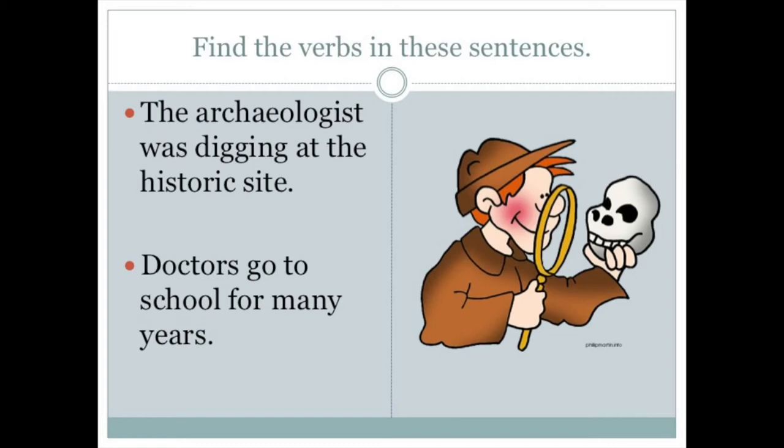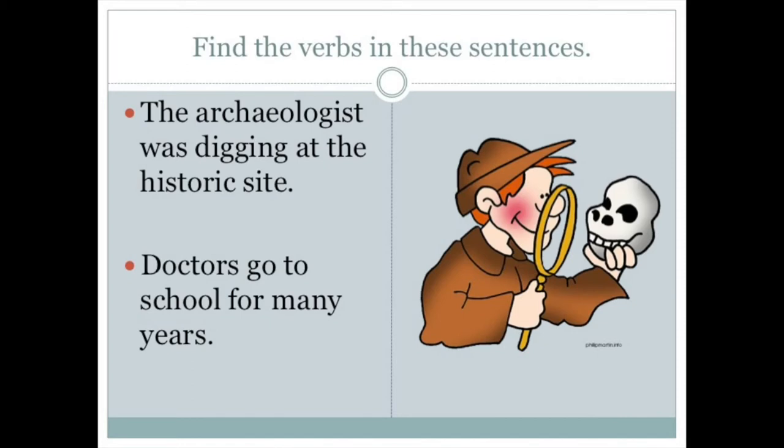Did you find the verbs in these sentences? In sentence number 1, we have a verb phrase. Remember that from last week? Digging is the main verb. However, was is acting as a helping verb in this sentence. So, your total verb phrase is was digging. In sentence number 2, we have a simple main verb, which is go. I hope you were able to find the verbs in these sentences.